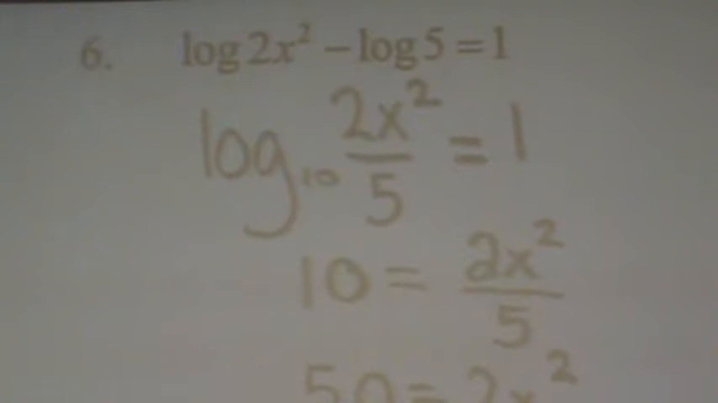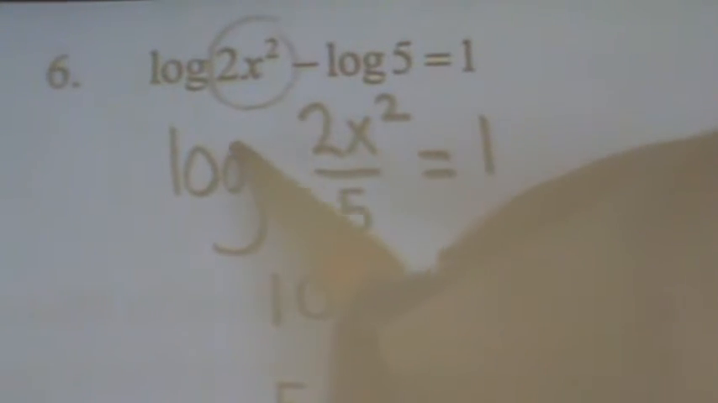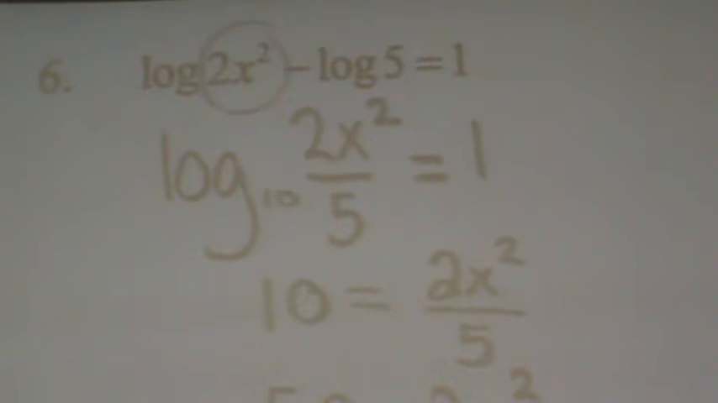And you want to replace it into the original problem. You want to make sure you never have a negative number in this spot right here, or a 0. So if I put 5 or negative 5, whether I square a positive or negative, I'm going to be fine. So there's no extraneous solutions in this one.